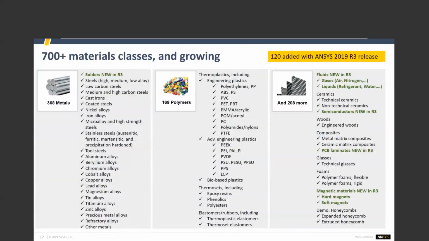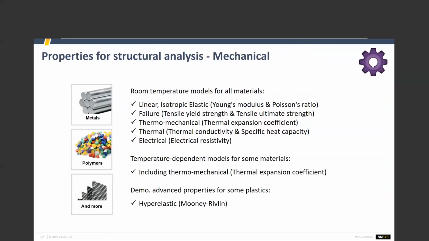So what are the material classes that are involved? We have quite a few metals, polymers, and composites. This is just a short list of all the different materials we have. If anyone's interested in any of these lists of materials, I can certainly send them out later. And what kind of properties do we have? In the mechanical environment, the things we focus on, as I mentioned, are temperature-dependent models. We also have electrical and failure models, as well as isotropic elasticity, and some more advanced properties like hyperelastic.